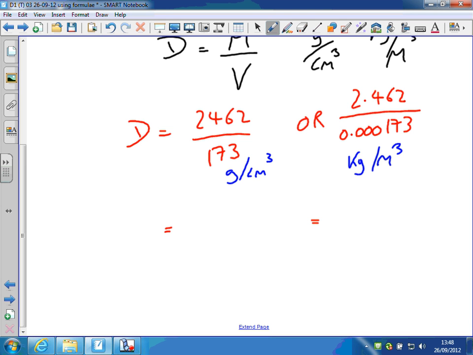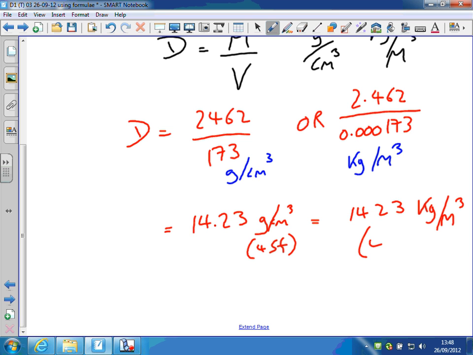So what do we get this one to be? Grams per cubic centimetre, yeah. Accuracy, what have you rounded it to? 4 significant figures, don't forget to quote that. Or what about this one? The 4 significant figures. Okay?